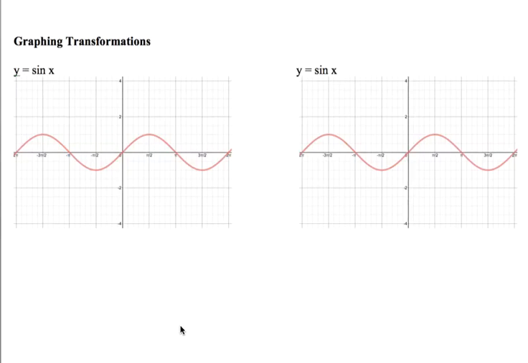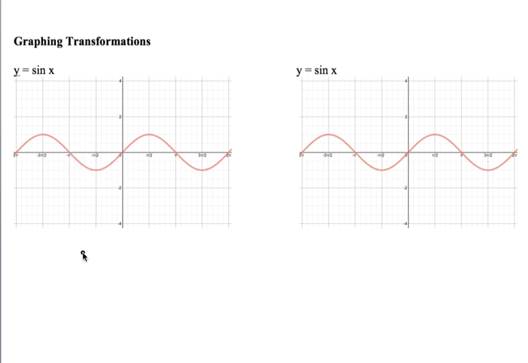So in addition to being able to write equations of the sine and cosine function when we know the amplitude, period, phase shift, and vertical shift, we also want to be able to sketch a graph of those functions. What you see on the screen right now are two graphs of the sine function, and what I'm going to do is write another equation, and on top of that graph, we're going to show how that's going to transform the original function of the sine.